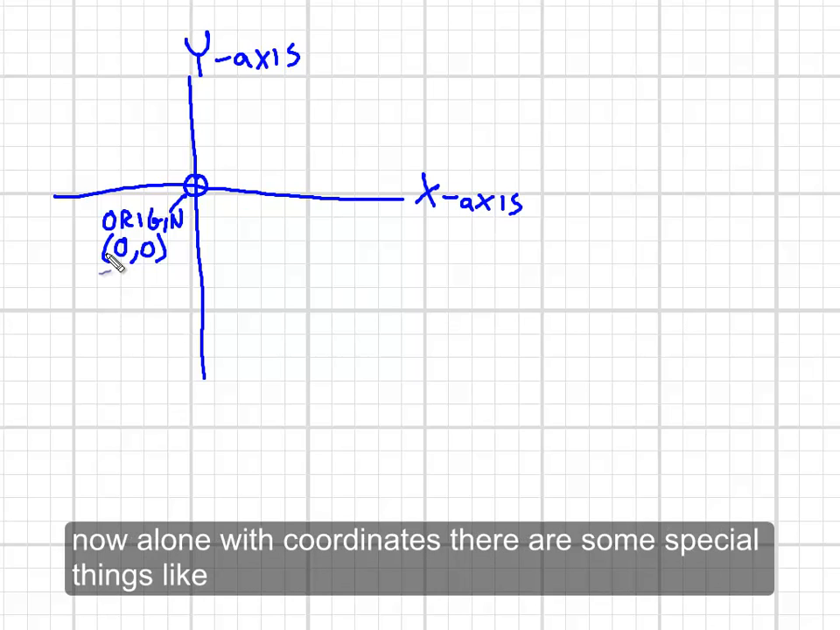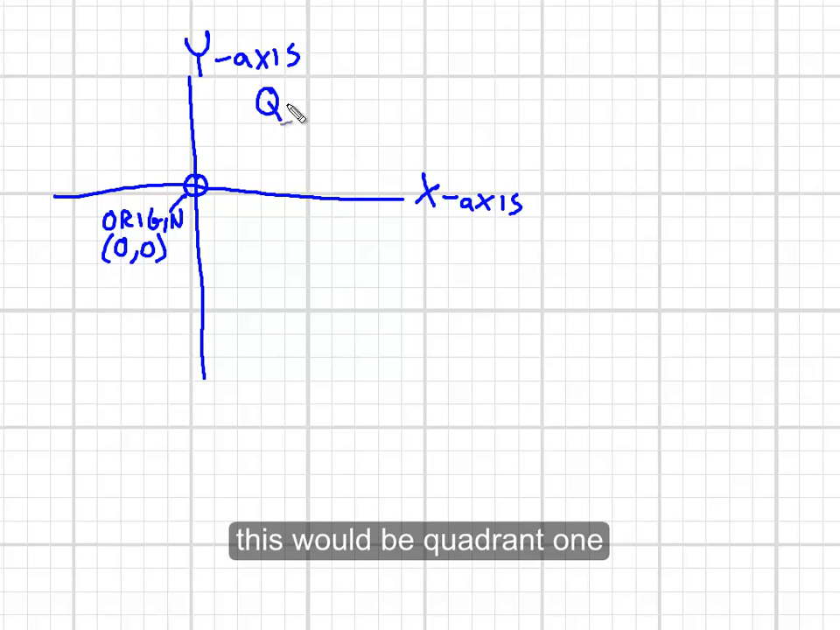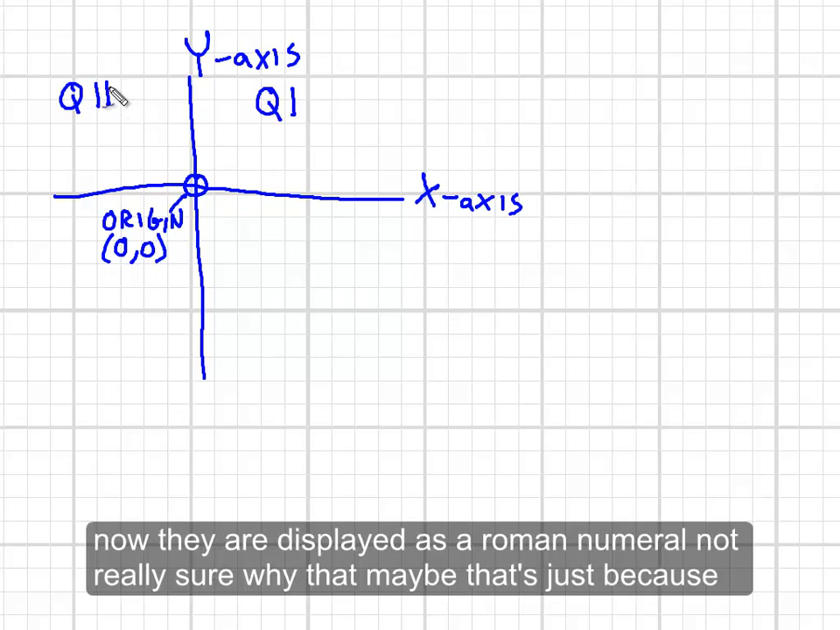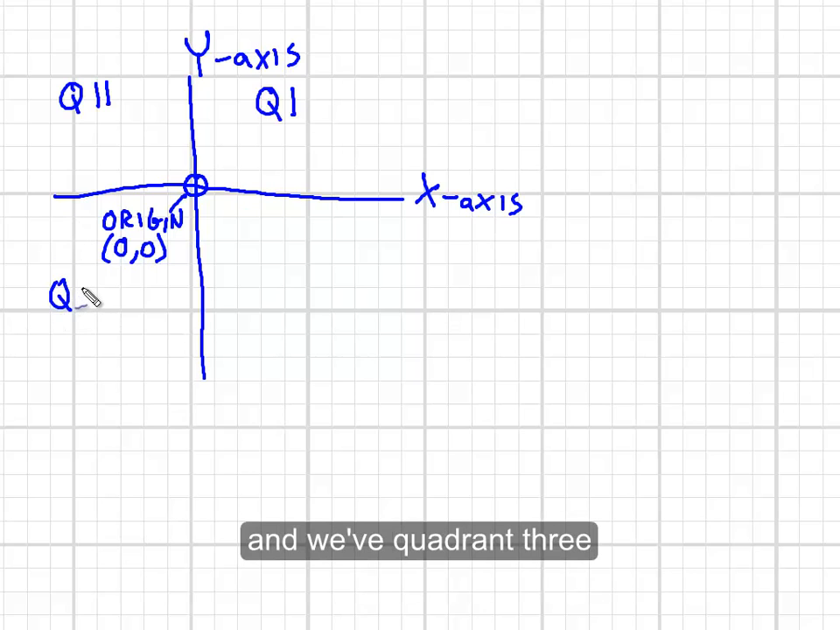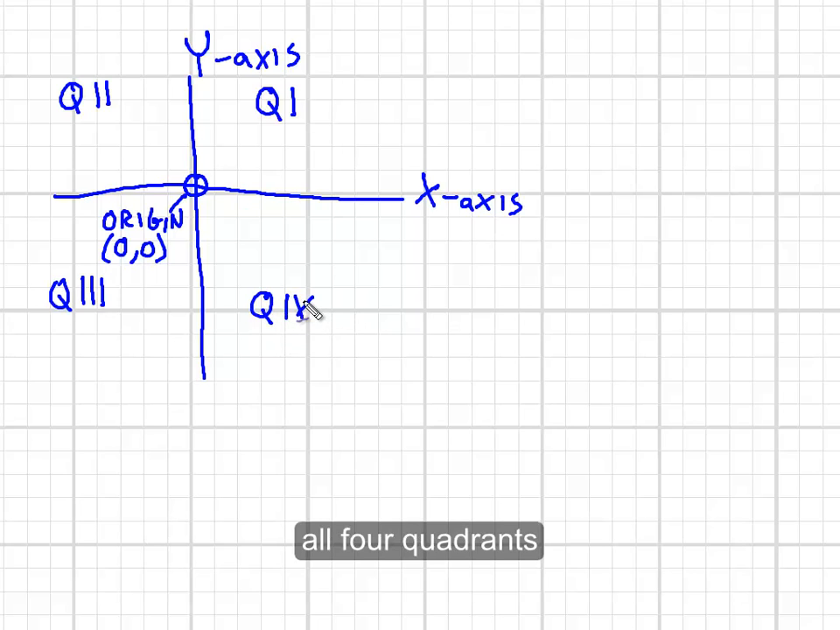Now, along with coordinates, there's some special things like we have different quadrants. If you look, we have 4 quadrants, because it's broken up into 4 areas. The important thing up here is this would be, say, quadrant 1. Over here would be quadrant 2. They're always displayed as a Roman numeral. Not really sure why, but maybe that's just because of when it started. Then we have quadrant 3. It always goes basically counterclockwise around. Then we have quadrant 4. So all 4 quadrants.